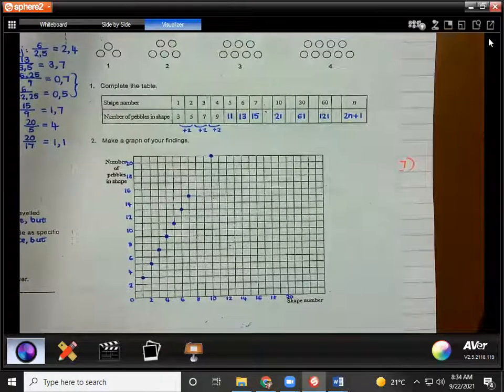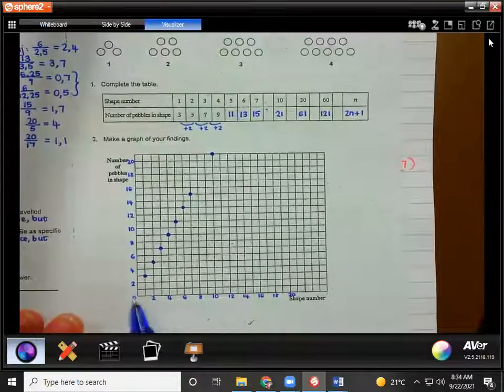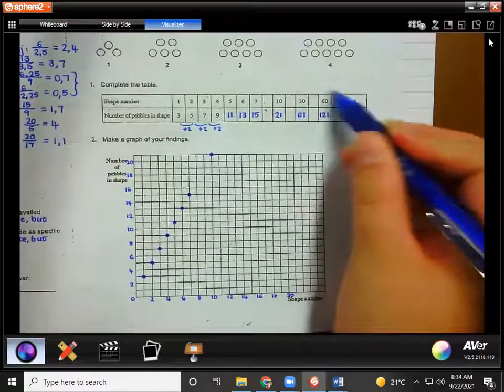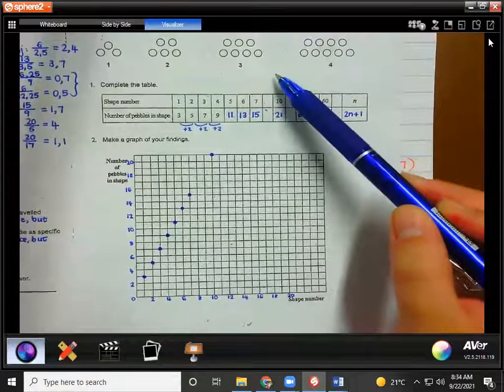Then they ask you to draw or make a graph of your findings. You couldn't actually fit all of them in there unless you used a different scale. I'm not sure what you guys did. I just went with 1 block is 1 unit. But that meant that I couldn't fit in 30 and 60. I couldn't fit in those last 2.